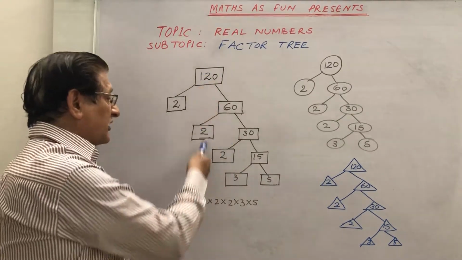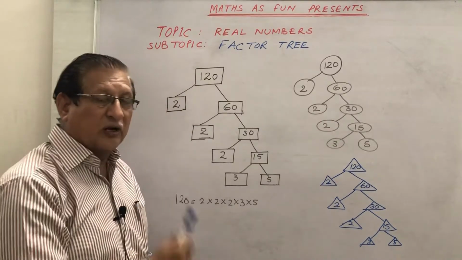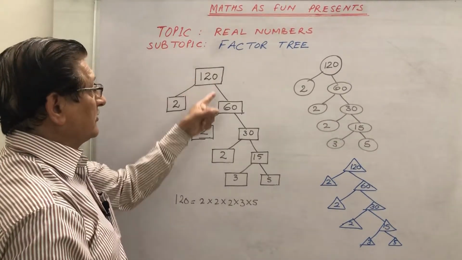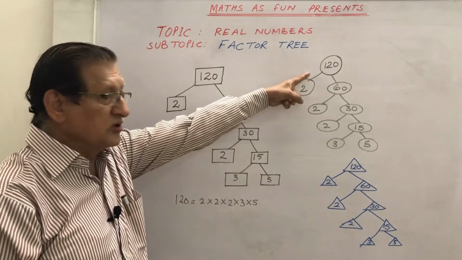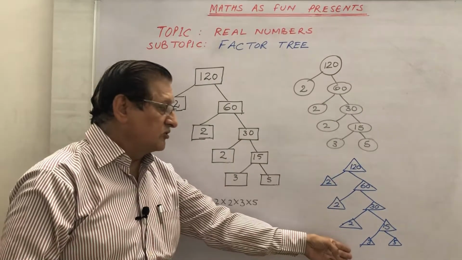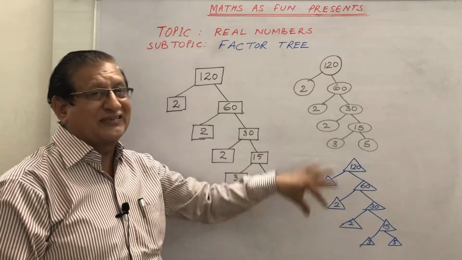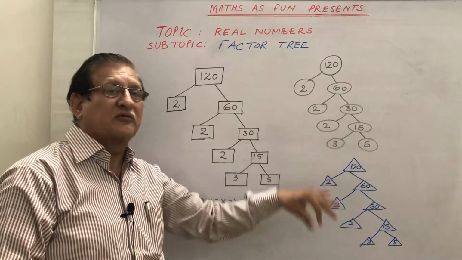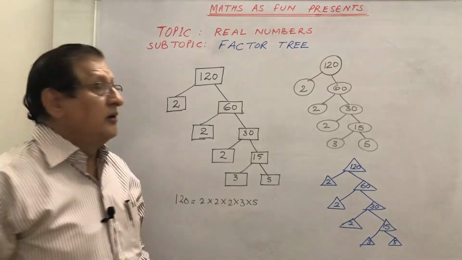So there are 3 different methods of representing the factor tree. You can use rectangles, circles, or triangles. But one thing you have to keep in mind: if you are using rectangles, you have to use rectangles only. In case you are using circles, you have to use circles only. In case you are using triangles, you have to use triangles only in the complete solution. Please do not mix them up, using a triangle somewhere and a circle somewhere else. Let's take one more example of this.